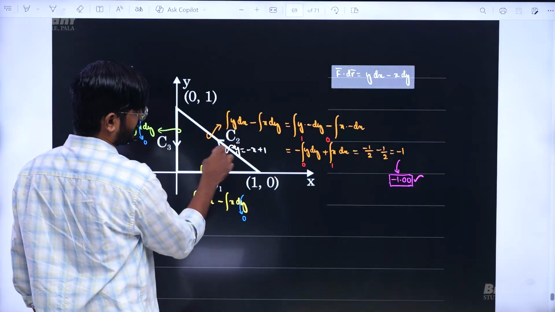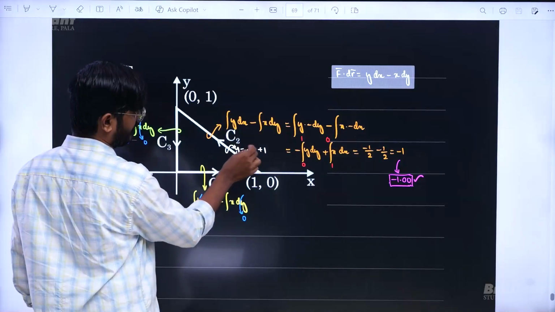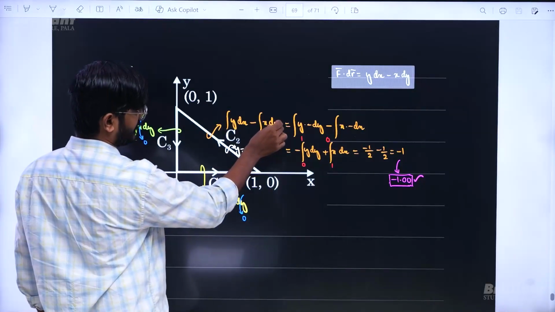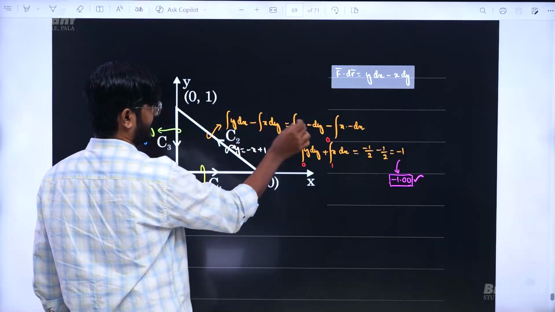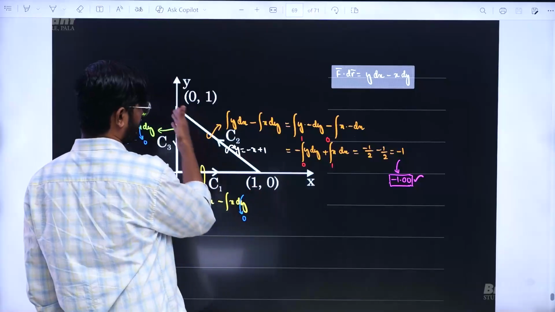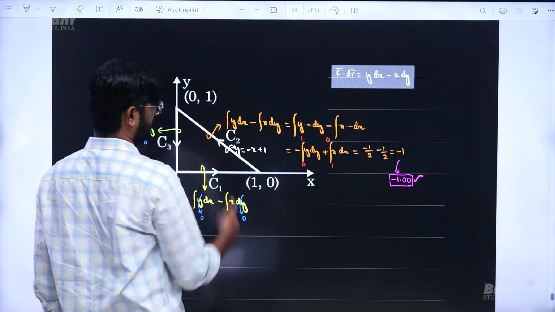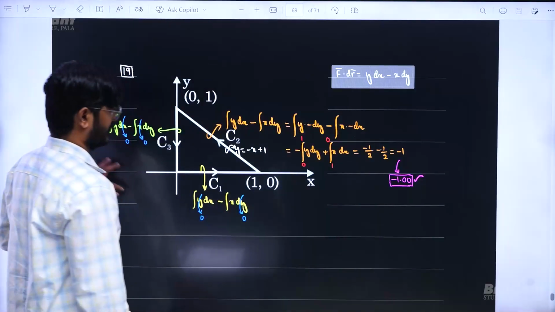In this path, the equation is y is minus x plus 1. So if I differentiate it, dy is minus dx. So wherever dy is there, I can put minus dx, and wherever dx is there, I can put minus dy, so that integration becomes easy. While going from here to here, y value is varying from 0 to 1, x value is varying from 1 to 0. That will give you minus 1 as the answer.